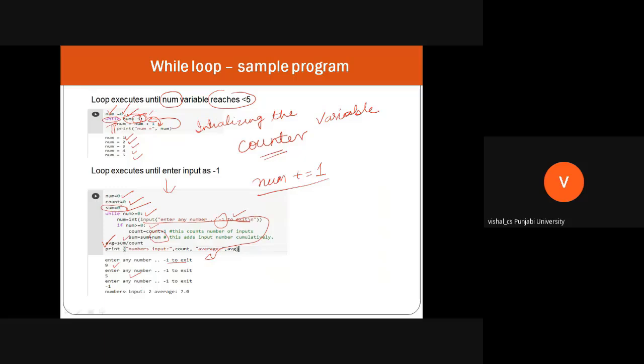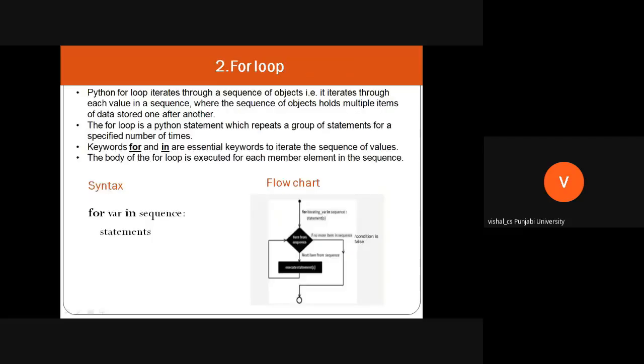Next time it has entered -1. So num greater than or equal to 0 becomes false. Now it will come to the average. How many numbers has it entered? Count is 2. And what is the average? Average is sum divided by count, right? So sum we have calculated 14, count was 2, the answer comes out to be 7. Fine. Why 7.0? Why not 7? Because you can see over here in average, when you are doing the division, we are getting a floating point number.